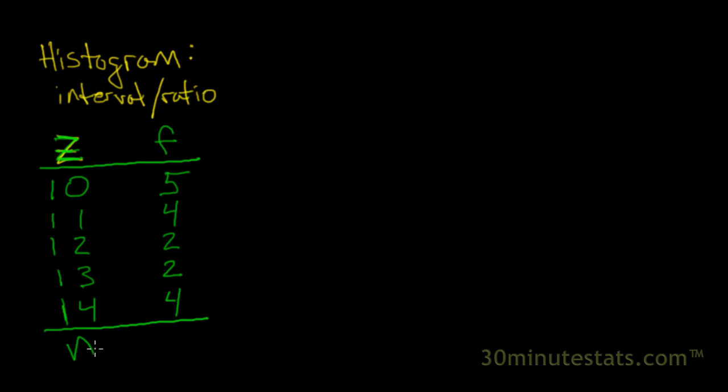And so then we can count up the frequencies, sum this column of frequencies to get our sample size. So 5 plus 4 is 9, plus 2 is 11, plus 2 is 13, plus 4 is 17. So we have 17 observations in our data for variable z. Now what we want to do is turn this table of information into a graph that we can show the same information on and get a better idea of what's going on with our data.